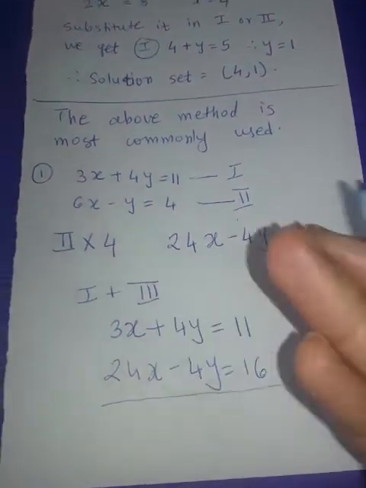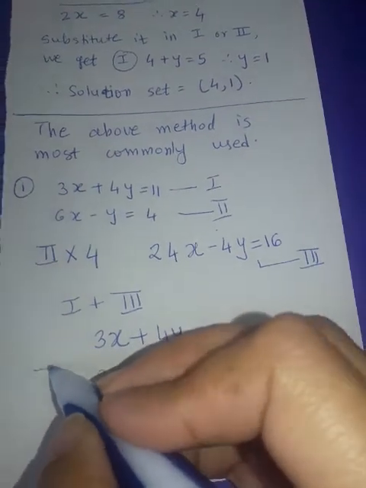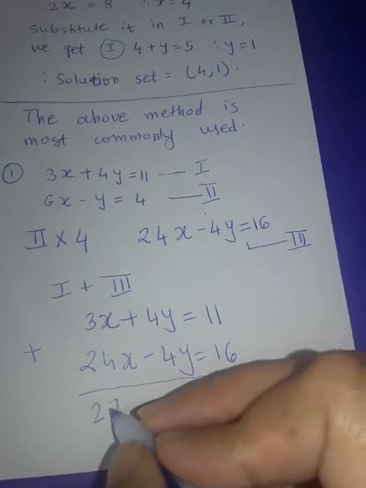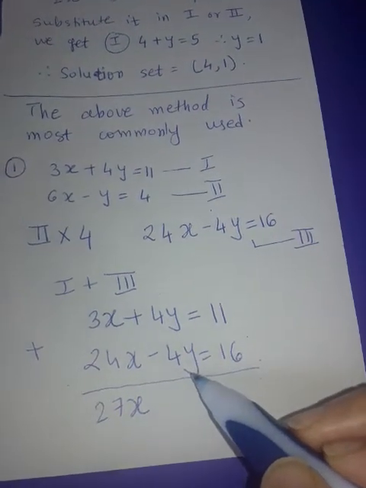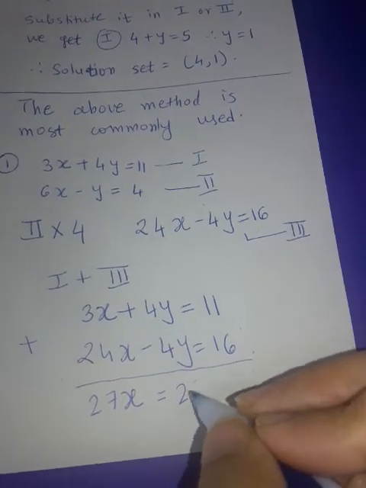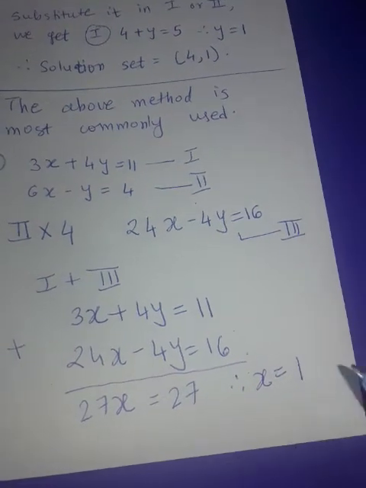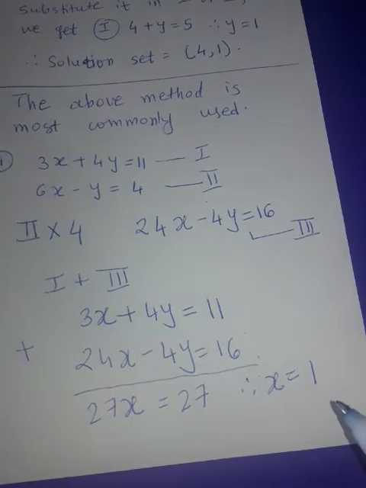Now I am going to add it. 24x plus 3x, this is 27x, plus 4y minus 4y, so y is eliminated. 11 plus 16 is 27. So what is x? 27x is equal to 27, so x is equal to 1.